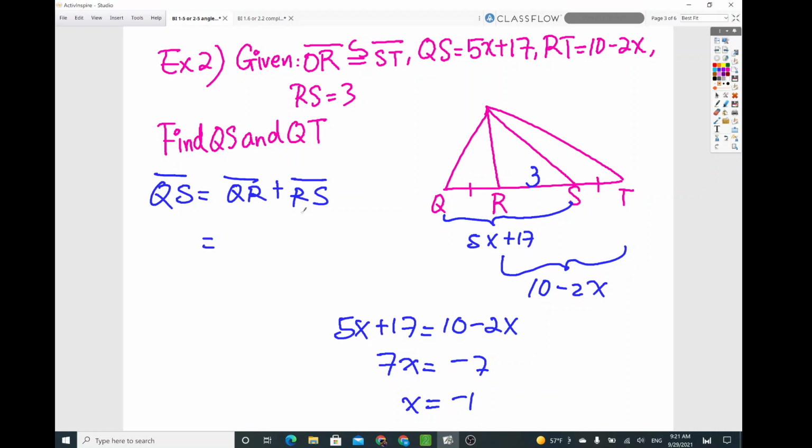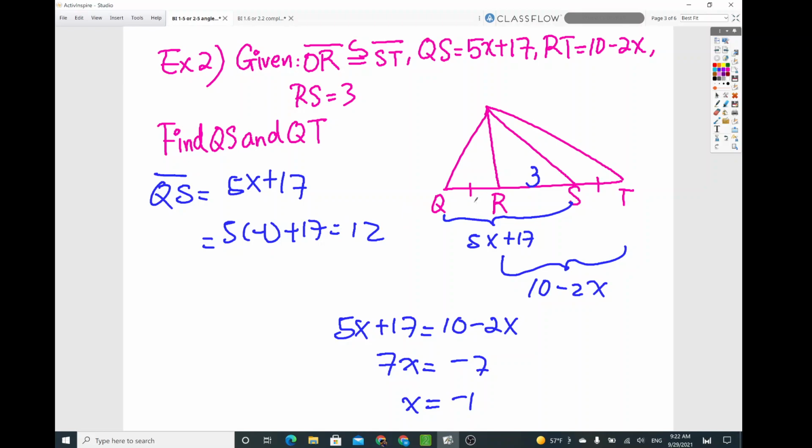Let's find out what QS is. QS is already given as 5x plus 17, so there's no need to use segment addition. After you find x, you just plug the number back into 5x plus 17. So 5 times negative 1 is negative 5, plus 17. That will be 12.